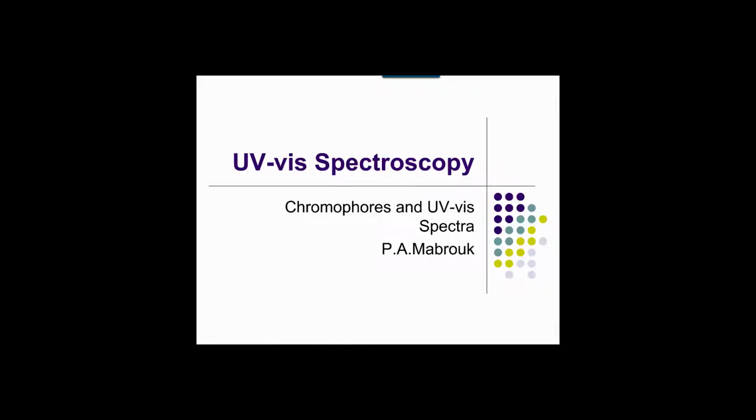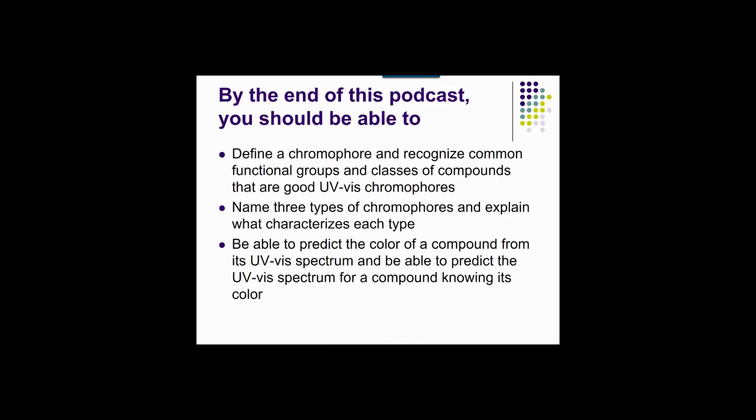Welcome. In this podcast, we'll learn about three types of chromophores and discuss how their light-absorbing properties relate to their UV visible spectra. By the end of this podcast, you should be able to: 1. Define a chromophore and recognize common functional groups and classes of compounds that are good UV-vis chromophores.